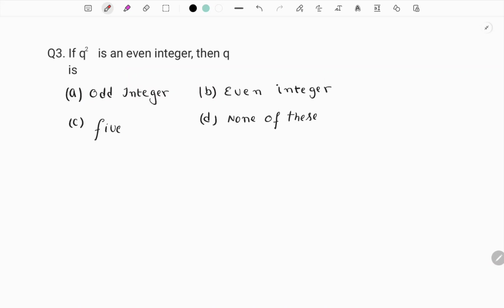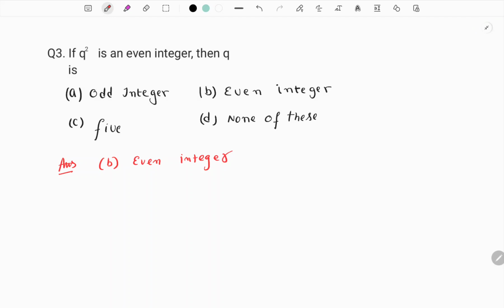So the next question is, if q square is an even integer, then q is option A, odd integer, option B, even integer, option C, 5, option D, none of these. So here the correct option is option B, which is an even integer.